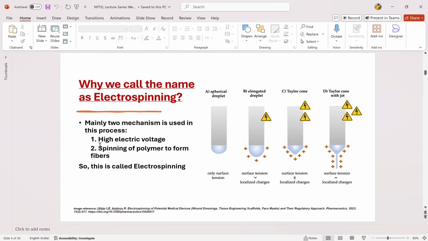So why are we calling it electrospinning? Because mainly you see two mechanisms are used. One is you use high electric voltage, and another is the spinning of the polymer to form fibers. That is why it's called electrospinning.